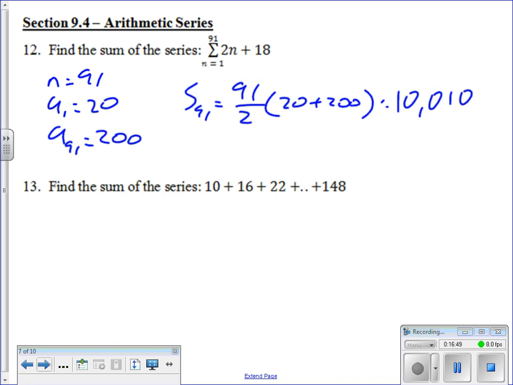Find the sum of the series. Well, I know the first term. I know the last term. What I don't know is how many terms. I need to know how many terms.